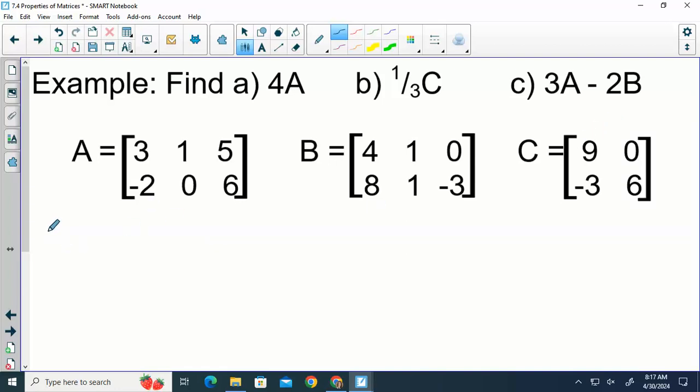So A. We need 4A. That means 4 times matrix A.